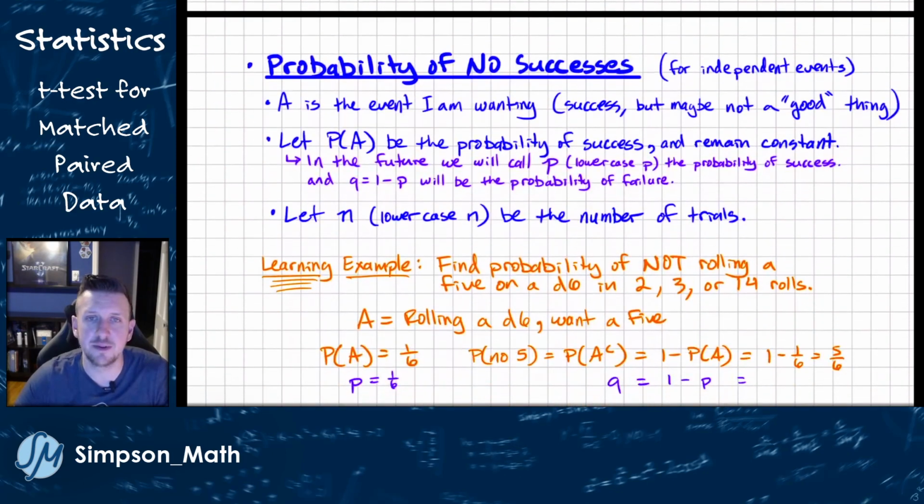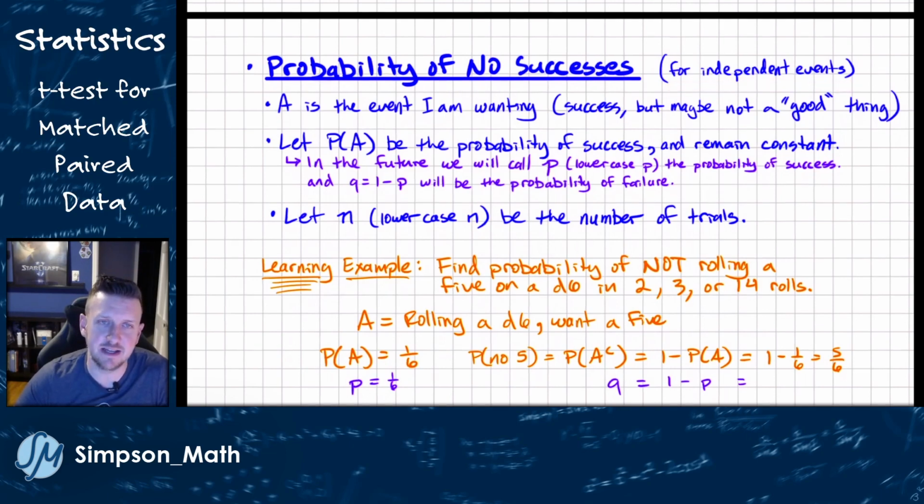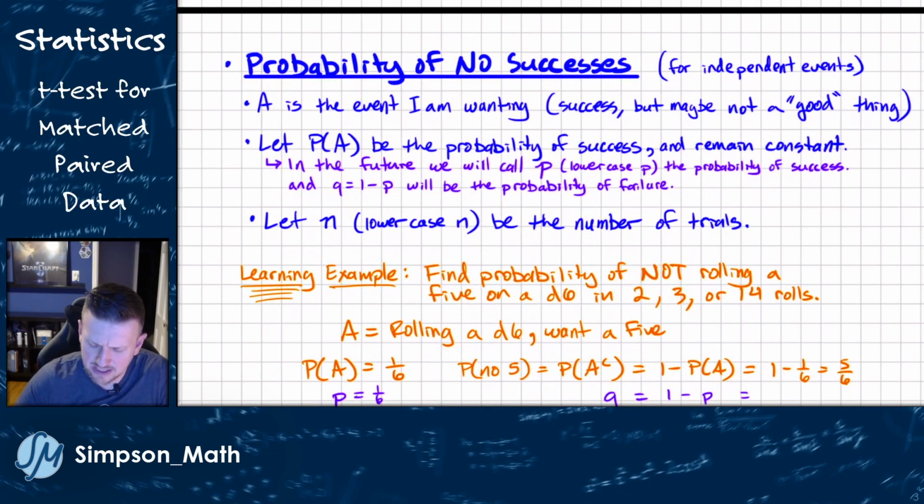All right, so let's talk about the probability of no success. Again, for independent events. If A is the event that I'm wanting, let's talk about the term success. If A is the event that I'm wanting, that's what I'm going to deem a success. Success doesn't necessarily mean a good thing.